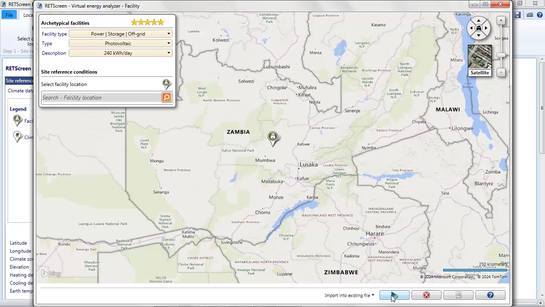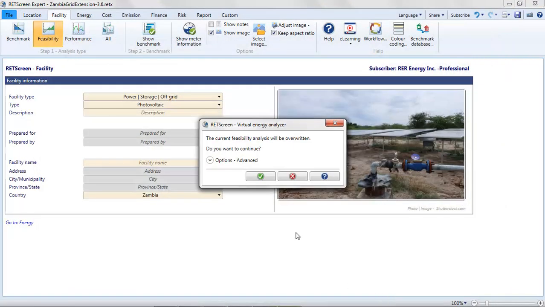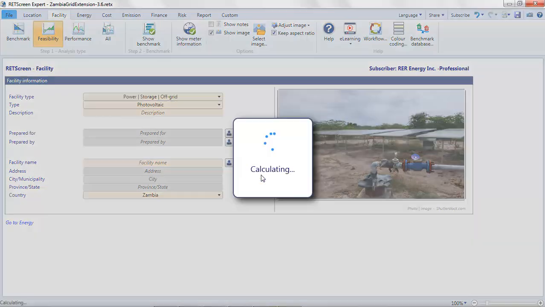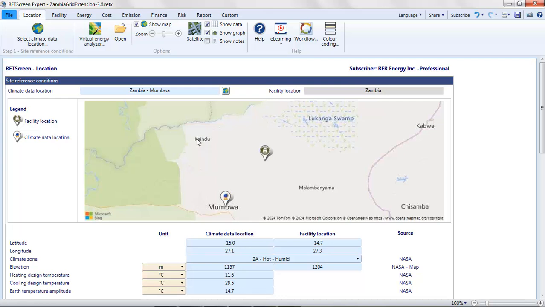I will then import this into the existing file. Click OK, and it says the current feasibility analysis will be overwritten. Do you want to continue? Yes, I do. So for this same location, we have RETScreen's analysis. And I will just go looking through that to see how close it is to what we had and how it might be helpful to us.